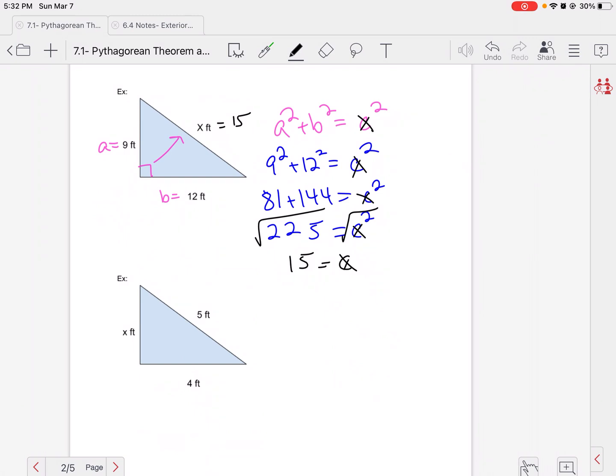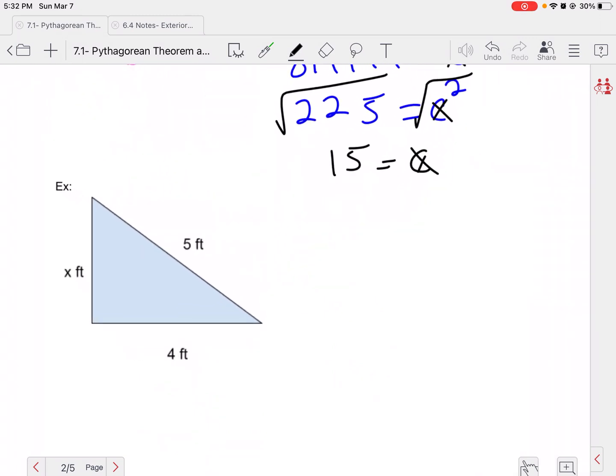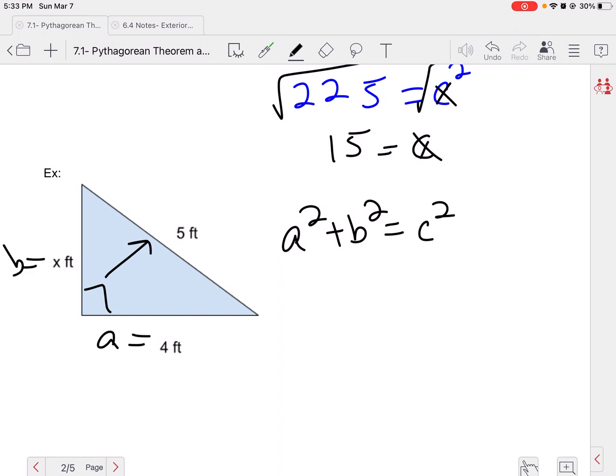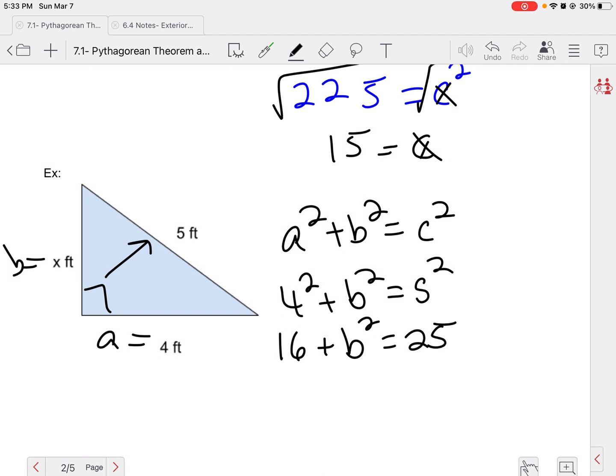All right. Let's go ahead and try another one. So this one, this time, we're solving for a side because I know the value of c. Okay? And what's going to be nice here is that we have a squared plus b squared equals c squared. And just for giggles this time, I'm going to call this side a and this side b. Okay? Because again, it doesn't matter. So we're going to have 4 squared plus b squared, that's the side I don't know, plus 5 squared.